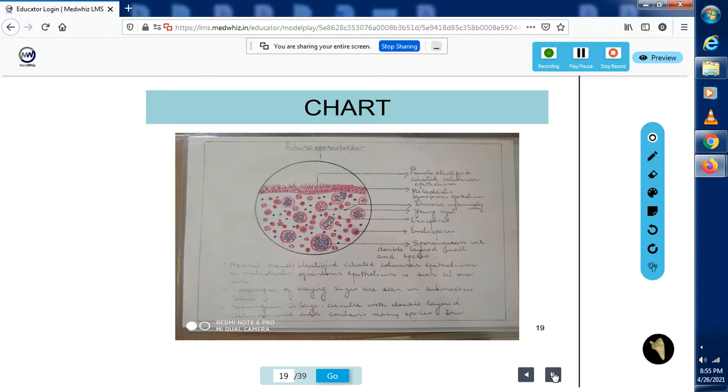So this is the chart to be written in your practical record book. You have to write the lining of the nasal cavity. The nasal cavity is lined by pseudo-stratified ciliated columnar epithelium, and you need to write many sporangium, which is double layered, which contains spores, and in the surrounding area you have to write chronic inflammatory cells.